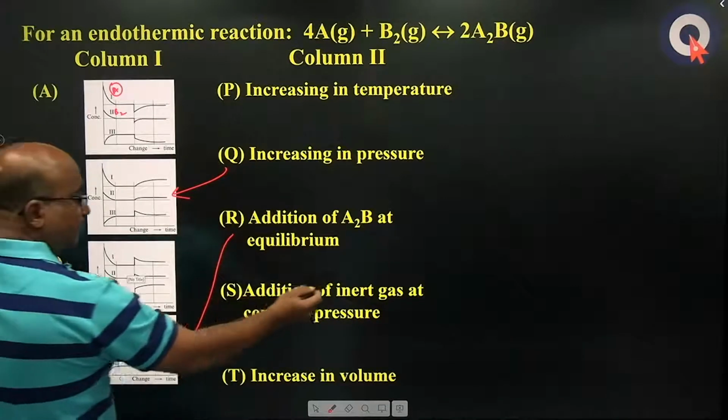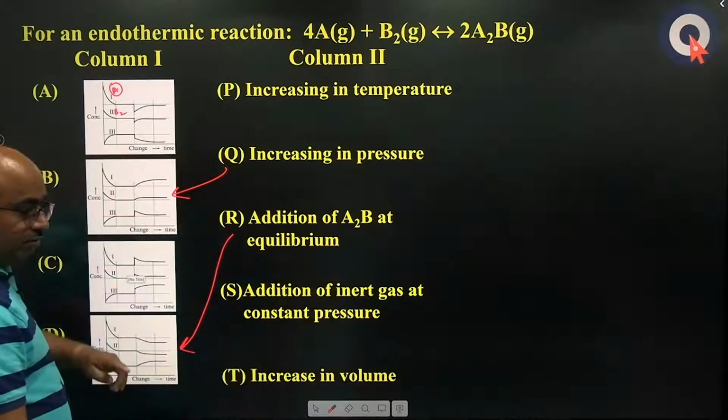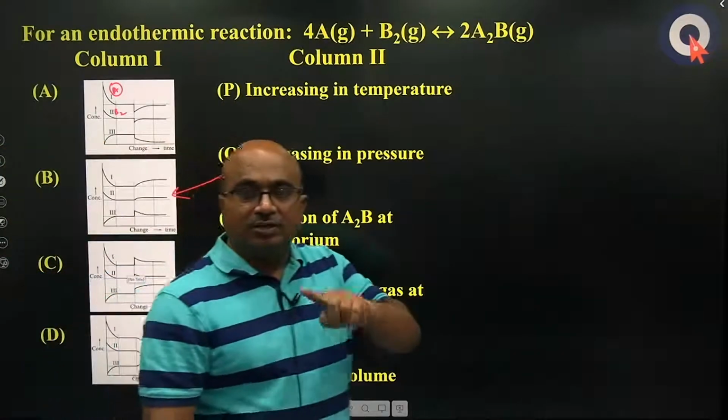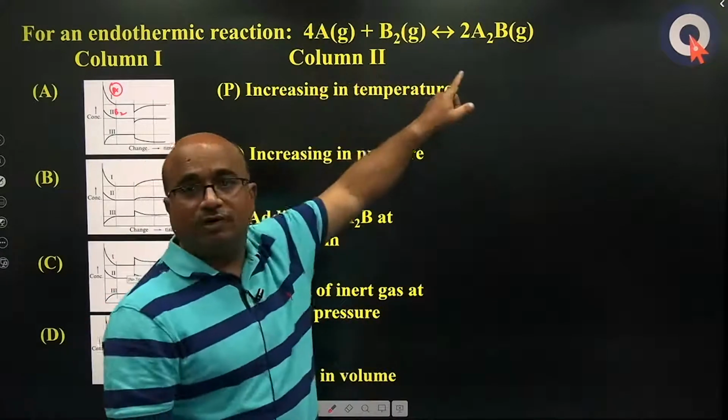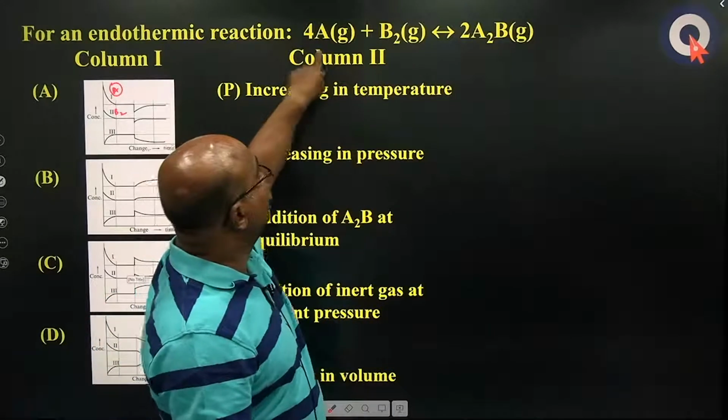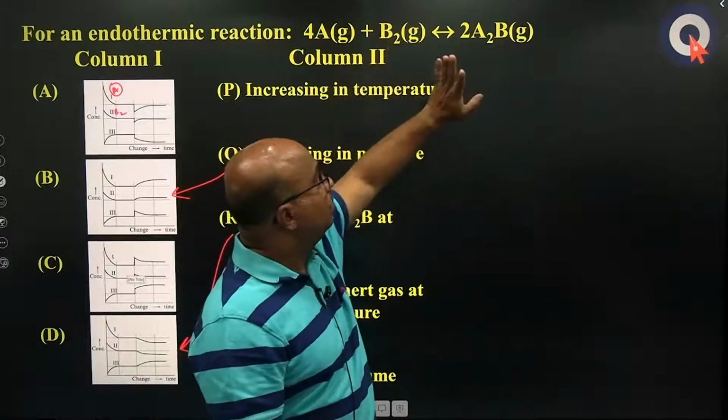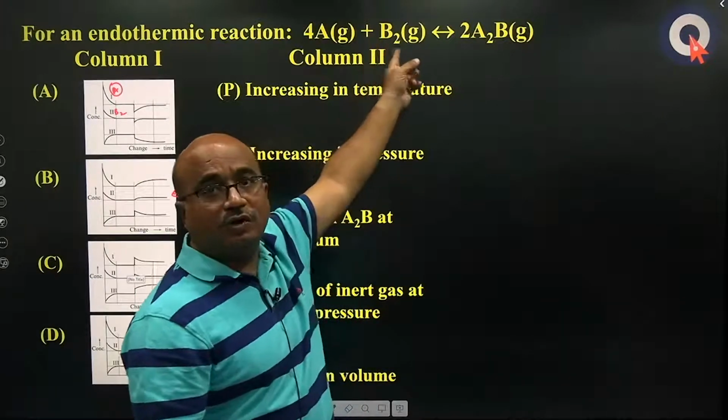Now, addition of inert gas at constant pressure. Whenever there is any equilibrium reaction where delta Ng is not 0. So for this, delta Ng is not 0. That is, it is 4, this is 1, this is 2. So delta Ng for this reaction is not 0.